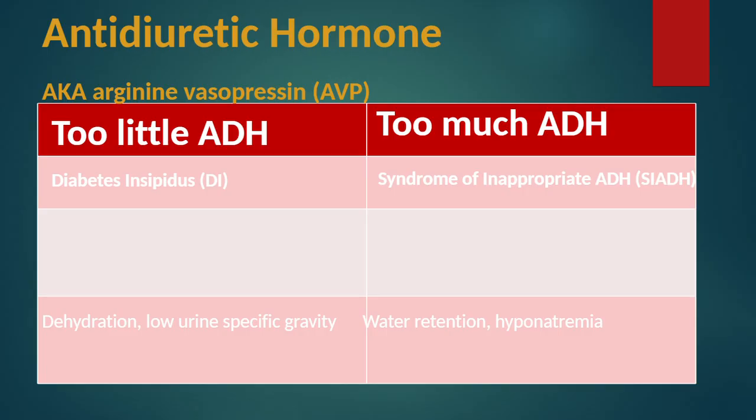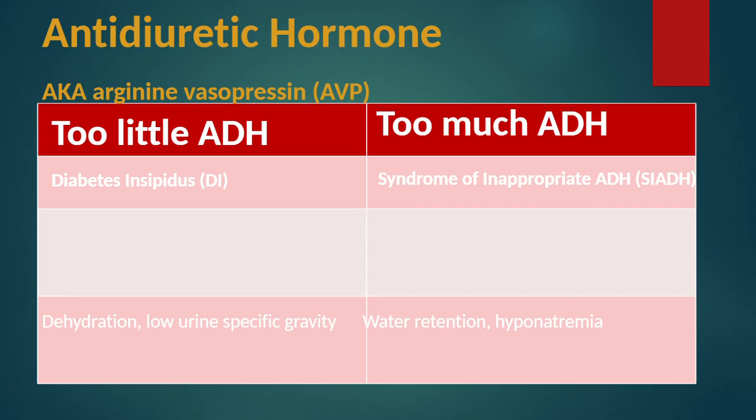Antidiuretic hormone, ADH, is also known as arginine vasopressin, AVP. This hormone plays a vital role in maintaining our body's fluid balance. It is made in the hypothalamus and stored in the posterior pituitary gland, which releases it when the body needs to conserve water. The main target organs for ADH are the kidneys, specifically the distal tubules and collecting ducts.